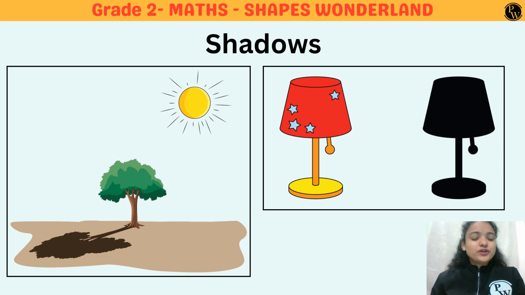Now let's come to an interesting topic, that is shadows. When an object blocks light, it creates a dark shape known as a shadow. Have you ever seen your shadow? Yeah? Yes? There are some examples of shadows. For example, look at the shadow of this tree. This is the shadow of this tree. This is the shadow of the lamp. Yeah? This dark shape is known as a shadow. This is also a shadow, right?